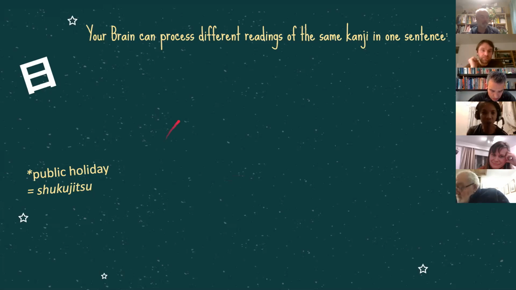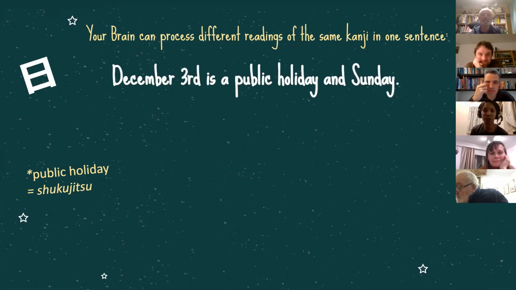So I'm going to show you how your brain can process 4 different readings of the same kanji in one single sentence. So December 3rd is a public holiday and Sunday. So how do we say that in Japanese? Any volunteers? It's not difficult. There's nothing tricky.